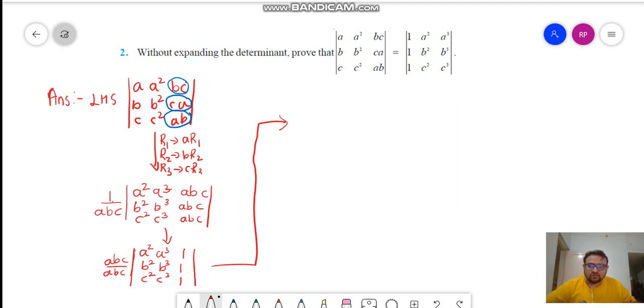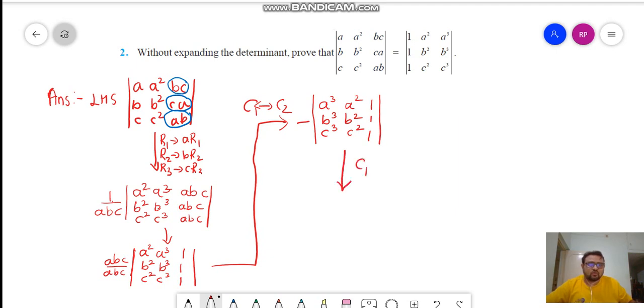So first, what I will do, I will change C1 to C2. Now see, whenever you exchange two rows or two columns, we will have a negative sign. In short, we are changing the sign. a cube, b cube, c cube; a square, b square, c square; 1, 1, 1. Okay. Now we will change column 1 with column 3. So again a minus sign, and minus minus will be plus.